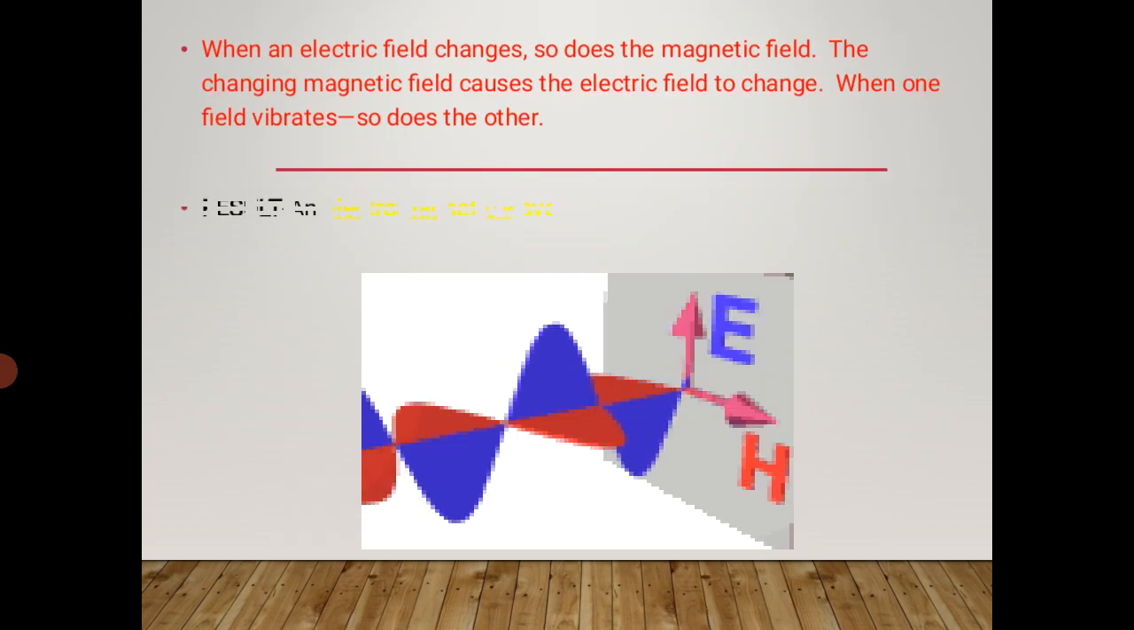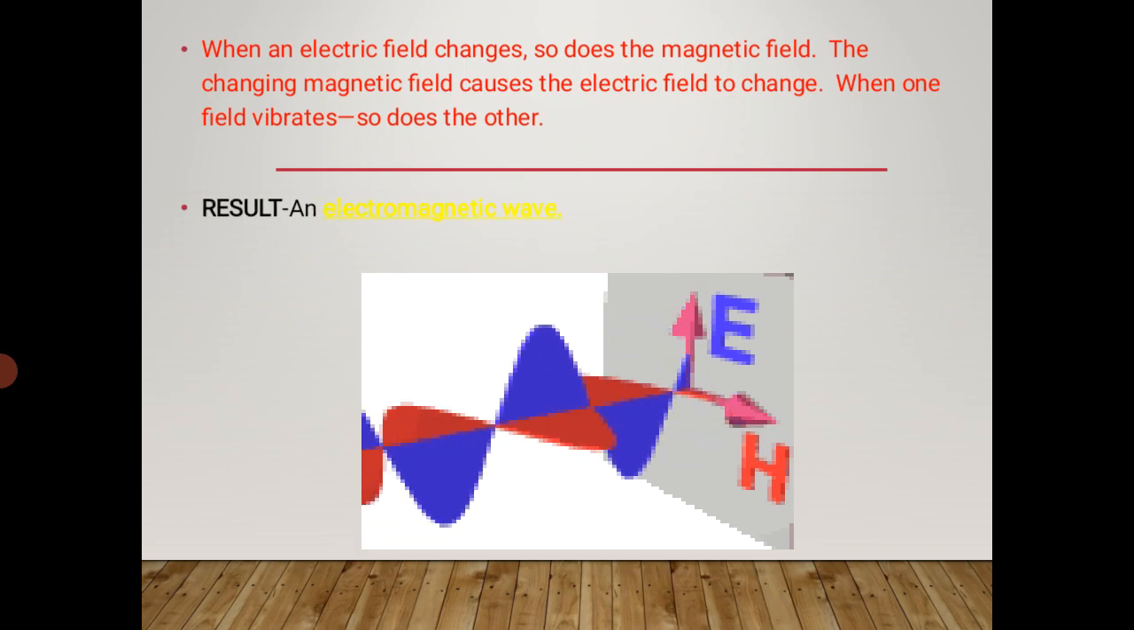When an electric field changes, so does the magnetic field. The changing magnetic field causes the electric field to change. When one field vibrates, so does the other.